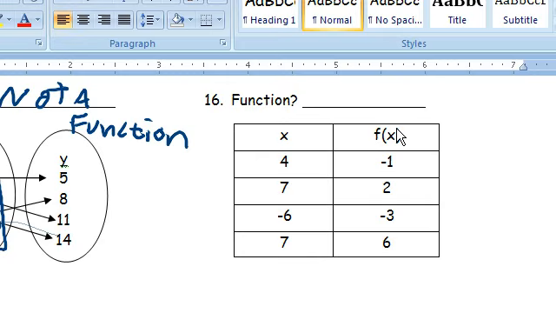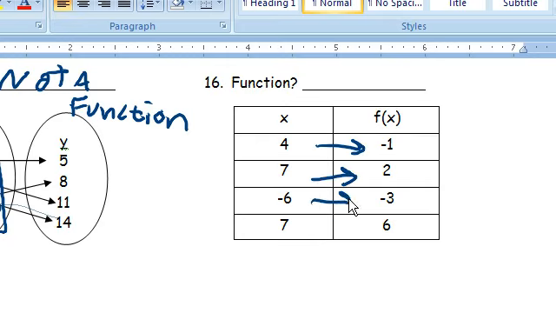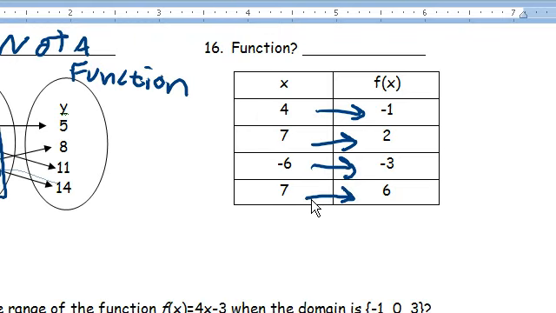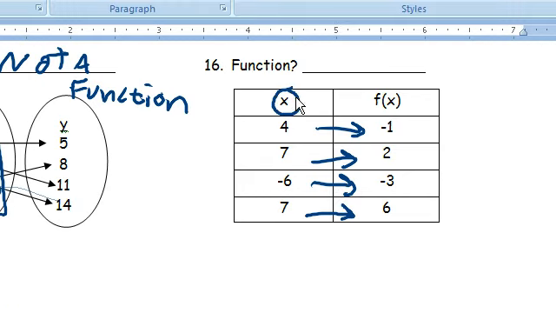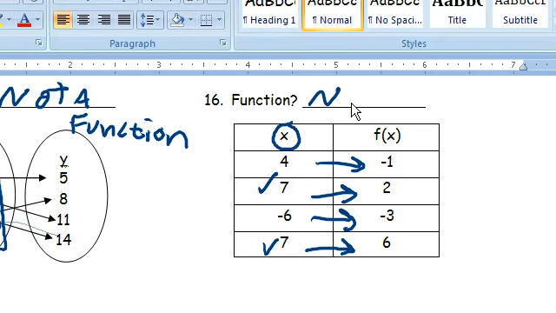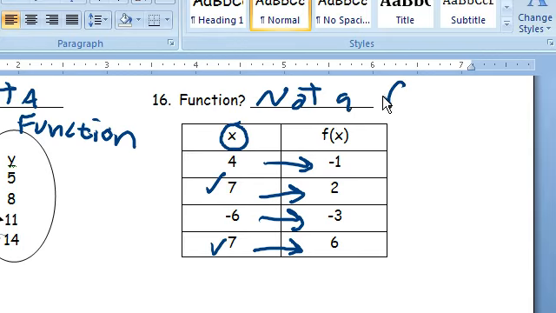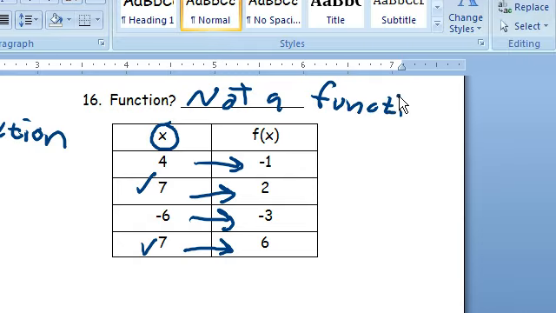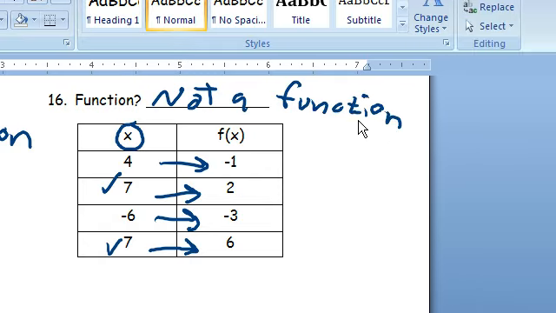Let's look at number 16. 4 is paired with -1. 7 is paired with 2. -6 is paired with -3. 7 again, it's here again, it's paired with 6. So when the domain value, when the x value repeats, it's not a function. We require unique x values.